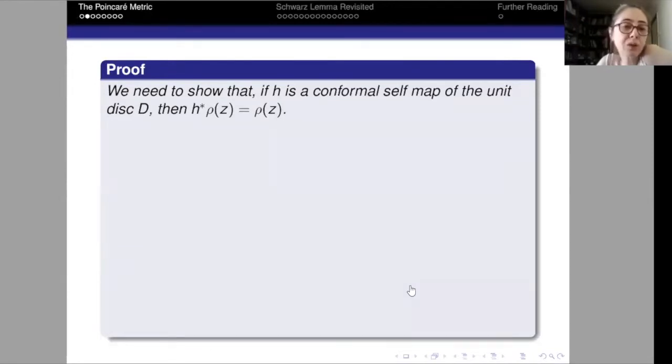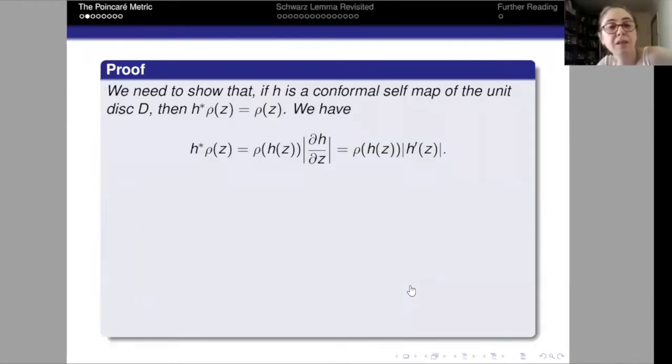What we need to show is if H is a conformal self-map of the unit disk, then the pullback metric of Poincaré with respect to H is equal to the Poincaré metric. Now, if we write the definition, the pullback metric of Poincaré with respect to H is equal to the value of the metric at H(z) times the absolute value of the derivative of H at the point z.